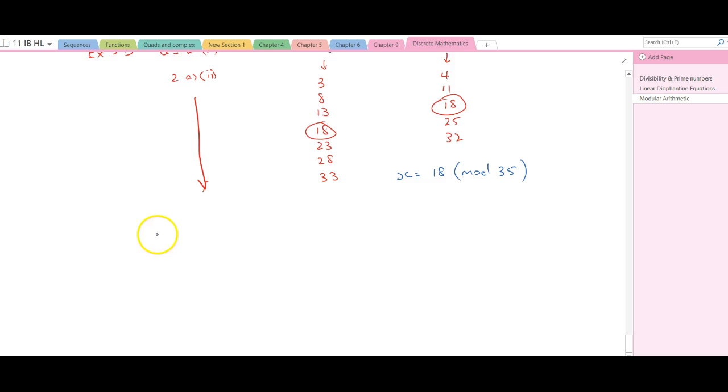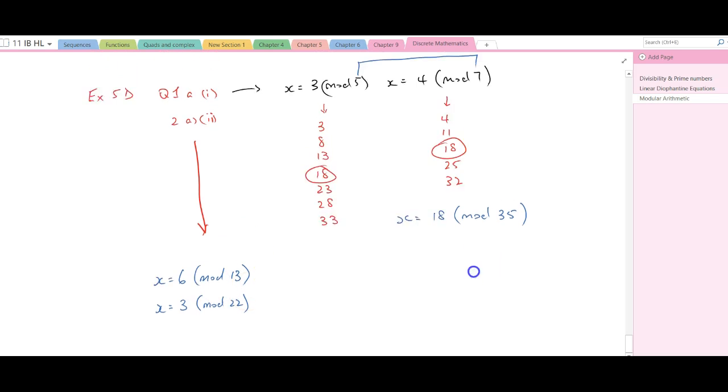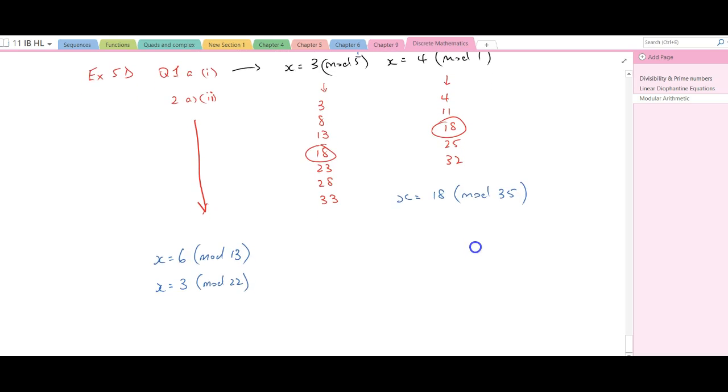which says that x is equal to 6 mod 13, and that x is also equal to 3 mod 22. Is that the one I'm doing? Yep, 3 mod 22. So remainder 3 when divided by 22, remainder 6 when divided by 13. Okay, now in this case we're not going to run this manually.